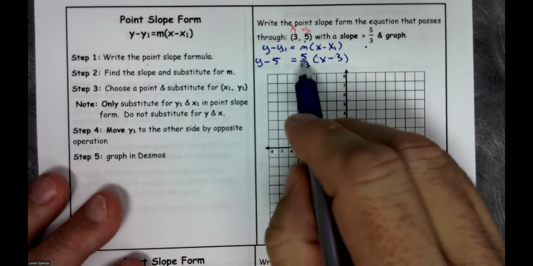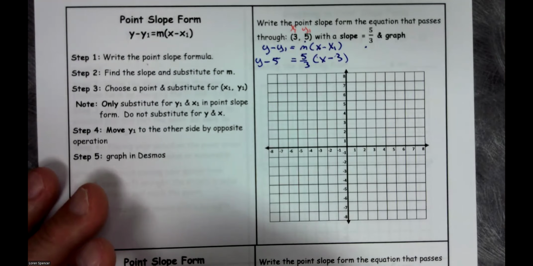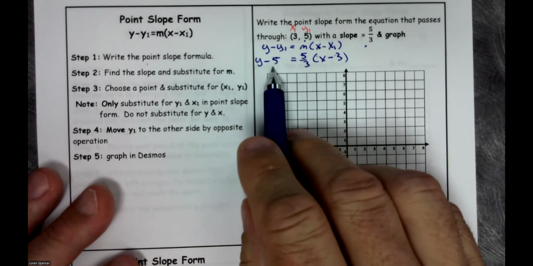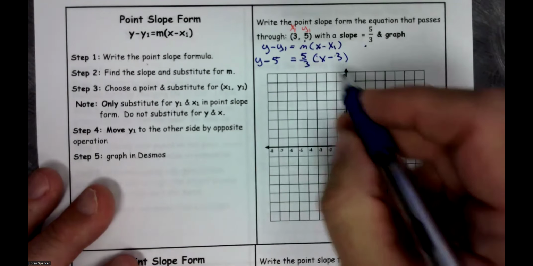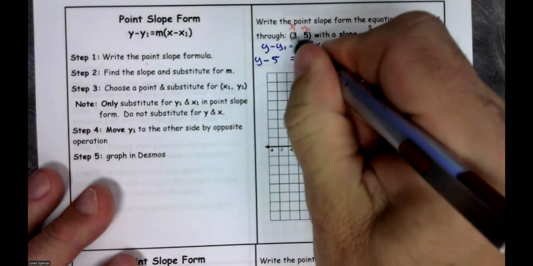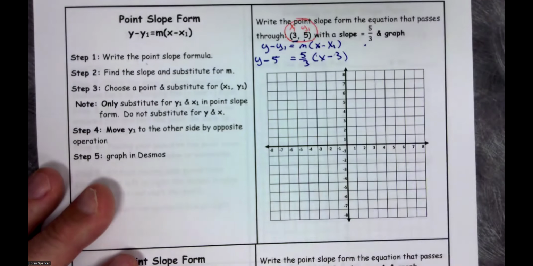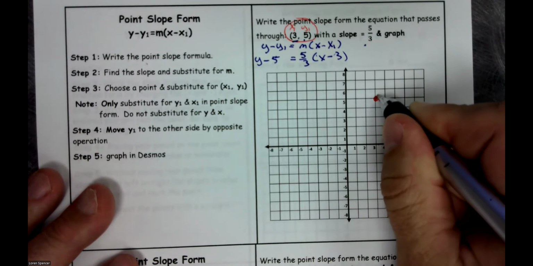Okay, we did the first part. We actually have this in the correct form. Now, in order to graph the point, I need to go to this point, 3, 5, because 3, 5 will be my starting point. So it's really important to understand that this is my starting point right there. So we're going to go to positive 3, positive 5, and mark it.